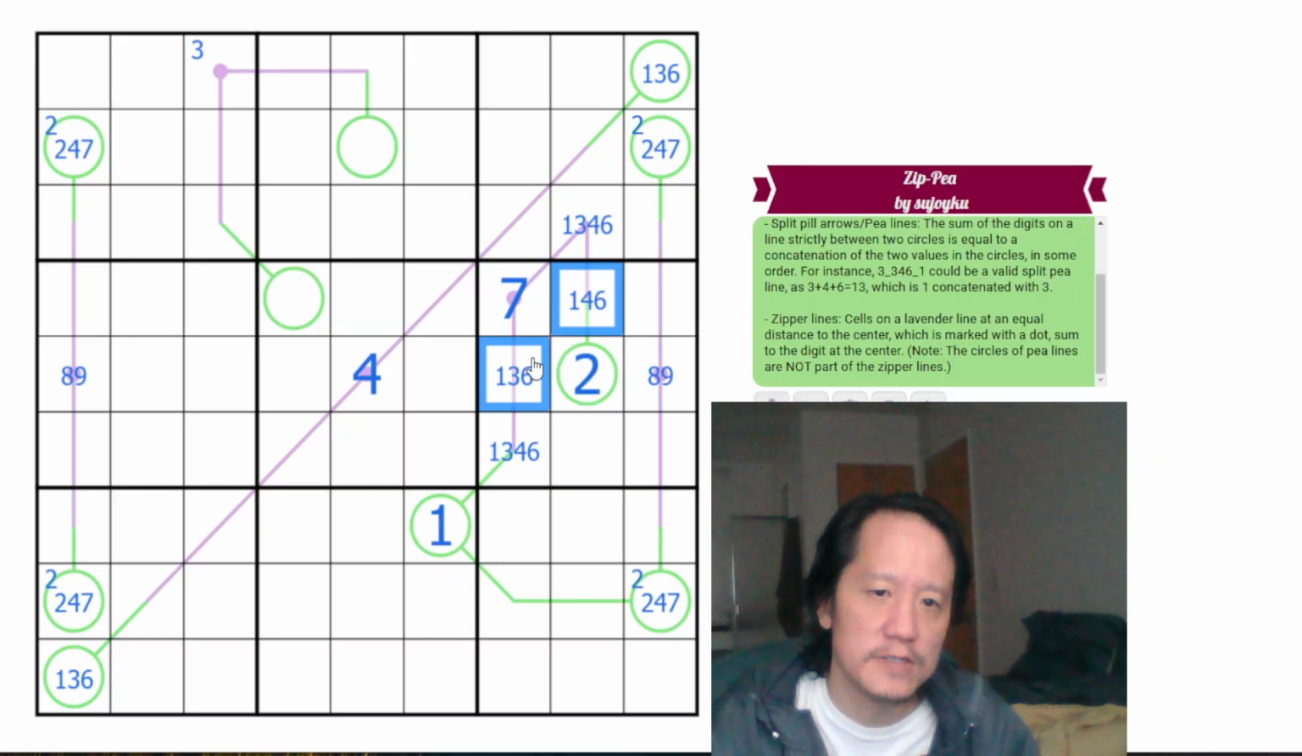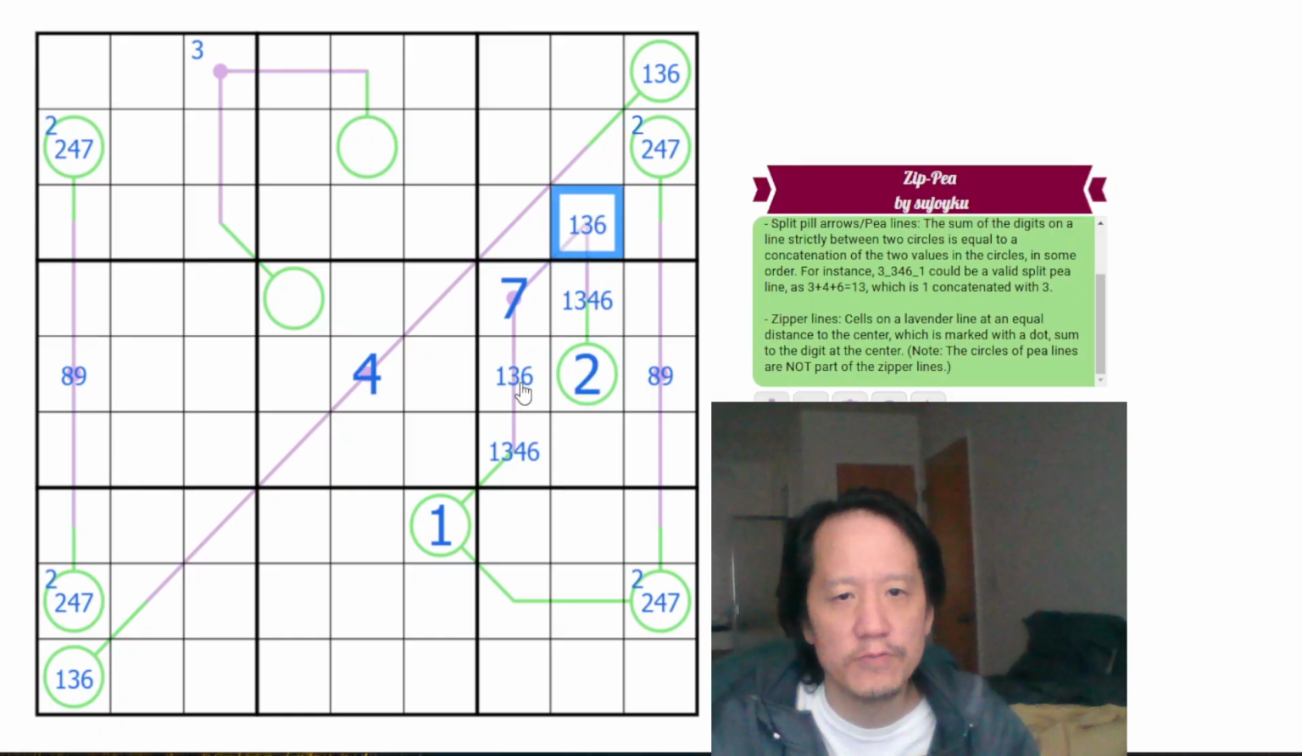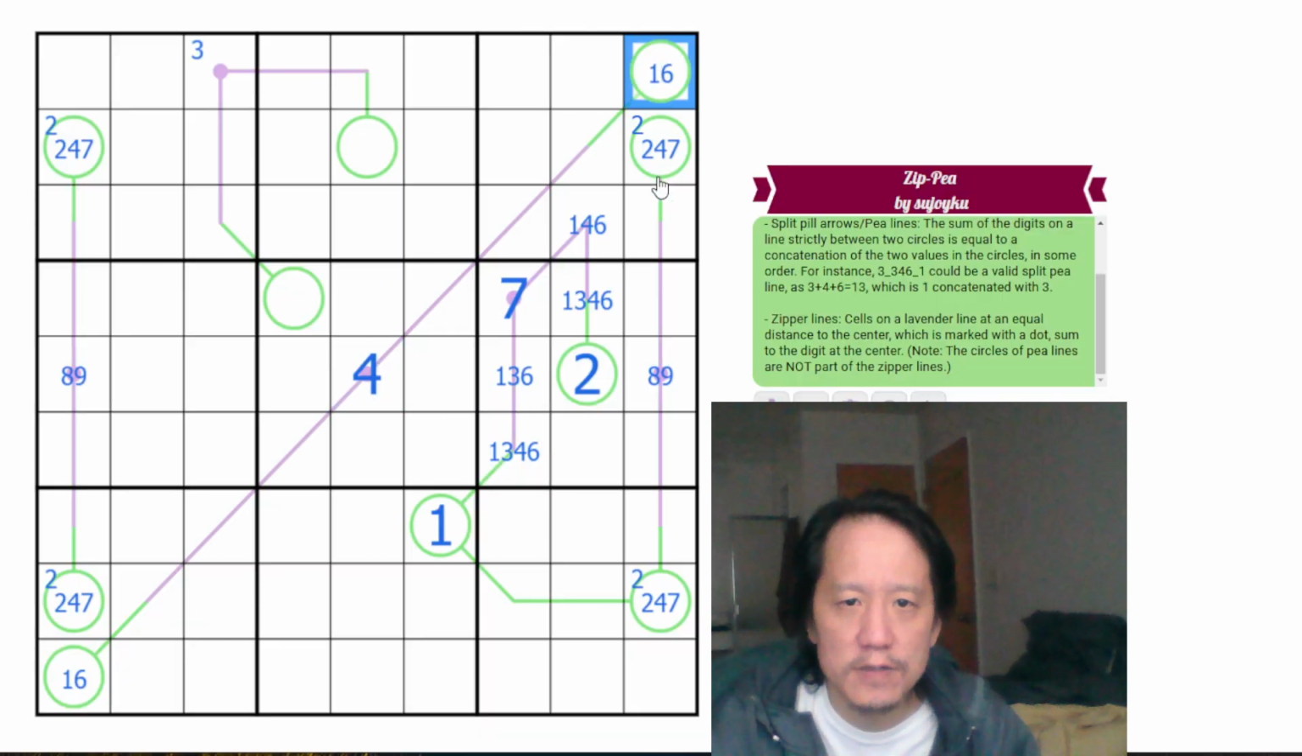All right, because these add up to 7. And, oh, wait, no. This can't be 4. Because, wait, this can't be 3. There you go. Because these two add up to 7, and these two add up to 7. So we know this is 16. So this is 16, and this is 16.